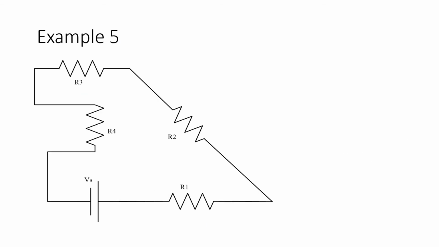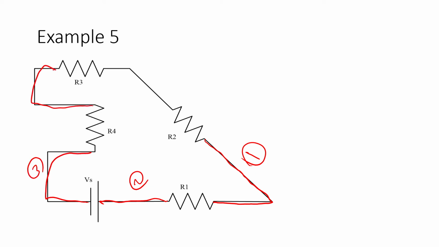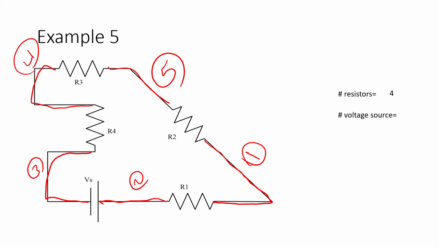Example 5 is another electrical circuit, and we have again a different node shape, a different connector. So this is 1, this is 2, 3, 4, and finally 5. All nodes are S nodes because each connects only 2 elements.